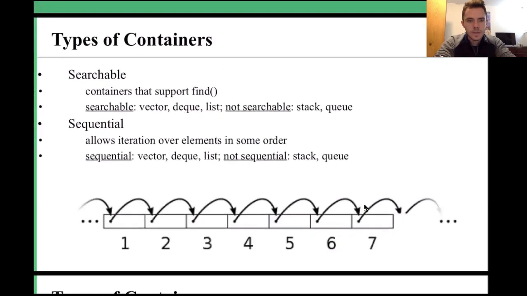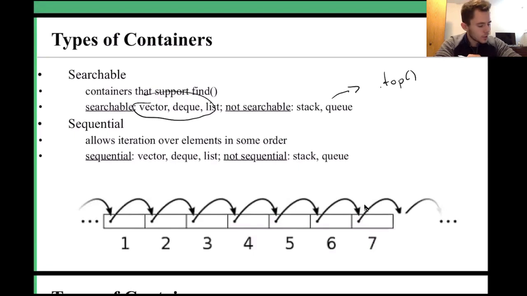So we have different types of containers. There are searchable containers, such as vectors, decks, and lists, and then not searchable containers, stacks and queues, right? The important thing to understand here is that for stacks and queues, we have our top function, so you can usually only access one element. You can't necessarily access elements throughout.